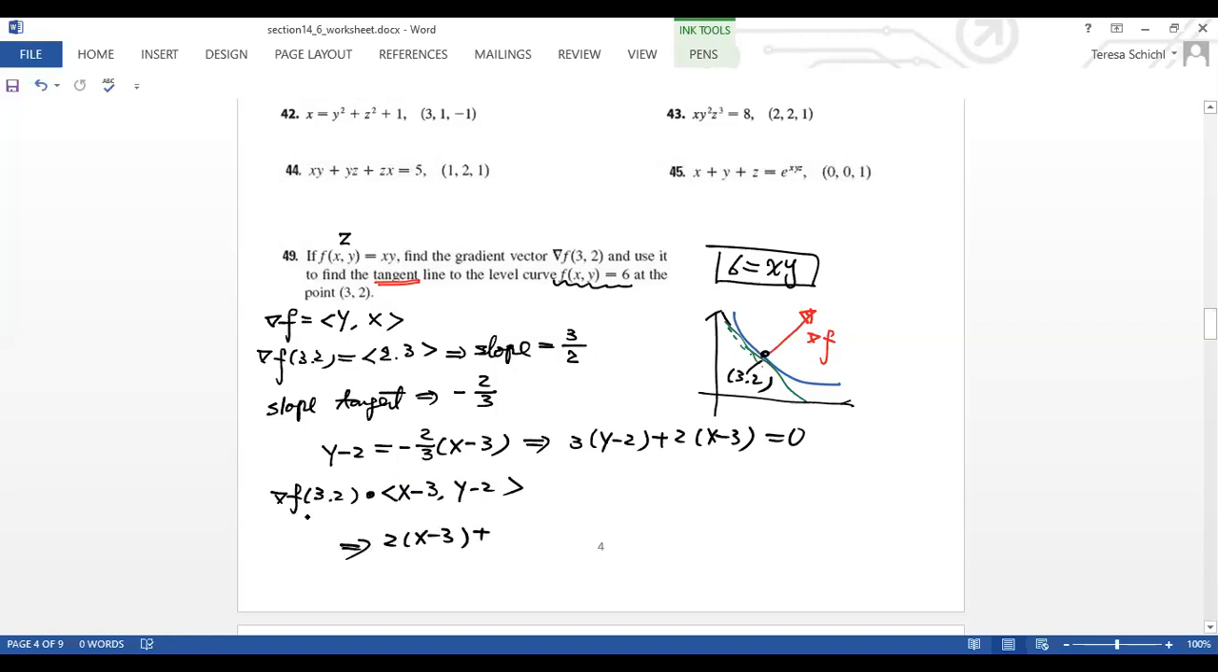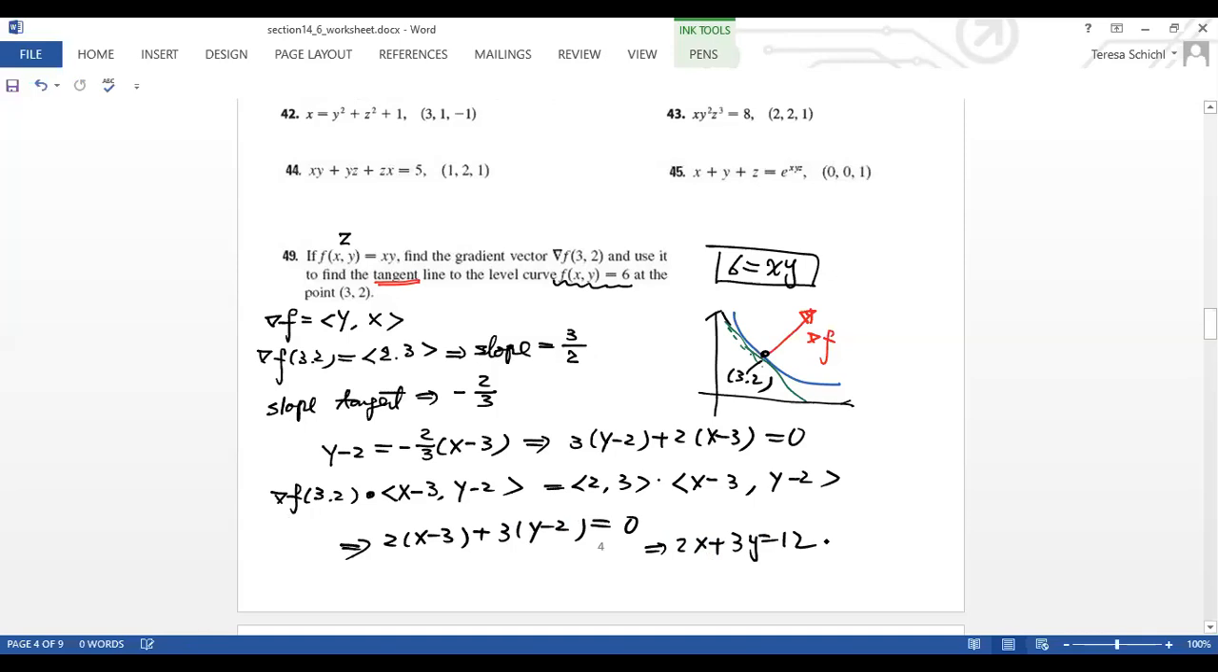So then del F at (3, 2) will be equal to (2, 3), and the dot product with (x minus 3, y minus 2) here, right? So it's 2(x minus 3) plus 3(y minus 2) equal to 0, because we know that the dot product will be equal to 0, and that's what our line is, right? So the line here is 2x plus 3y equal to 12.